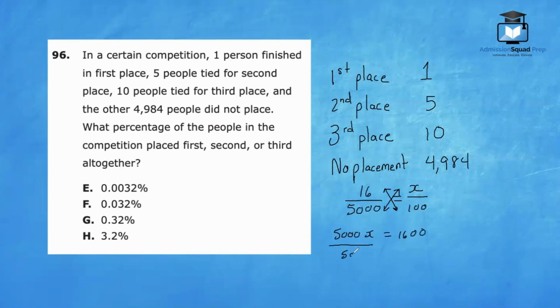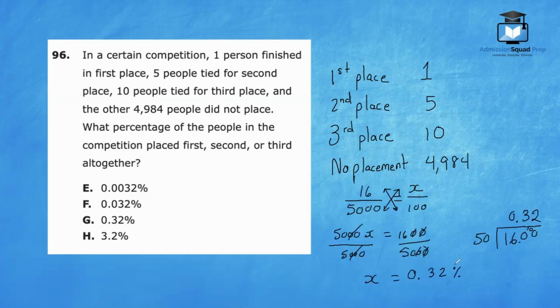We can divide both sides by 5,000 and cancel out just a few zeros here, right? So these two zeros are going to cancel out. And our last step is simply going to be 16 divided by 50. Let's see what we have. 50 cannot go into 16, so that's 0. But 50 can go into 160 3 times. Since 3 times 50 is 150, the remainder is 10. So that's 100. 100 divided by 50 is 2. So this is 0.32%. So the correct answer is choice G.